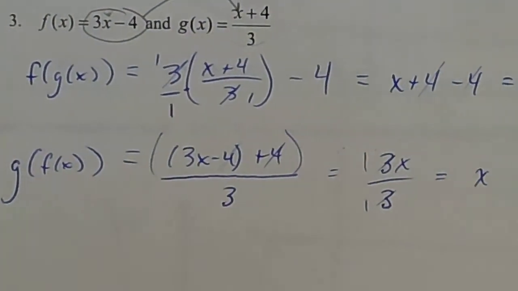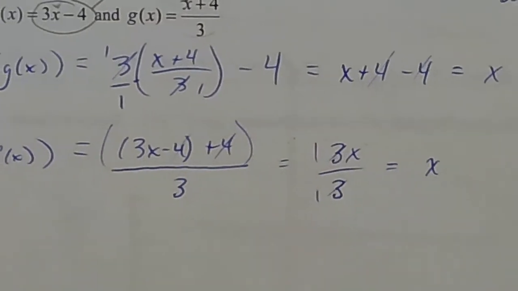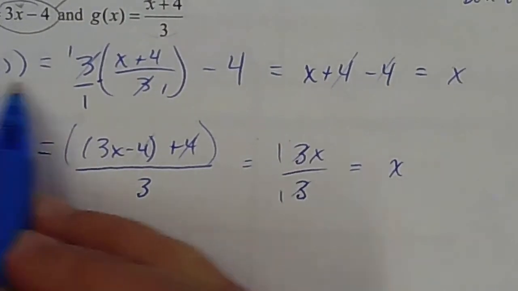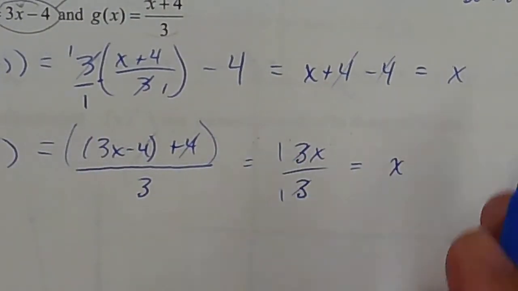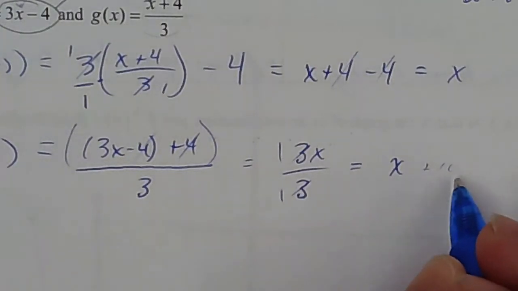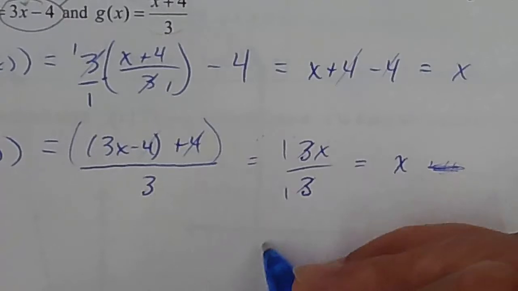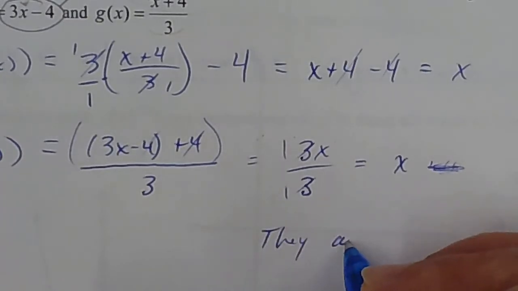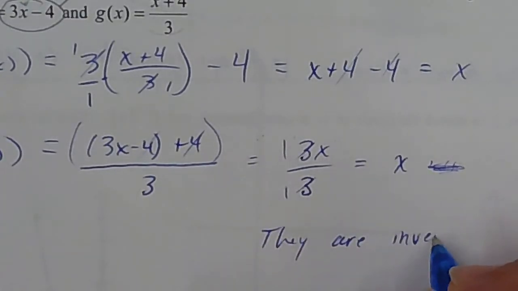Okay, so we just verified that these are inverses. Occasionally, they might give you some where you end up getting like x plus 10 or something, and then we'd say they're not inverses. But they both worked out to be x, so they are inverses of each other.